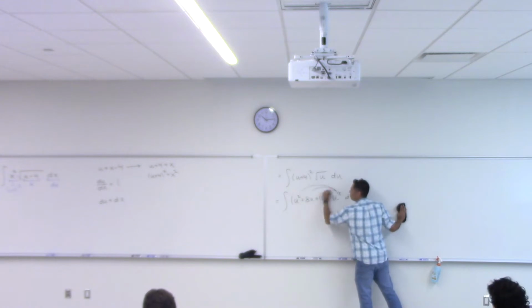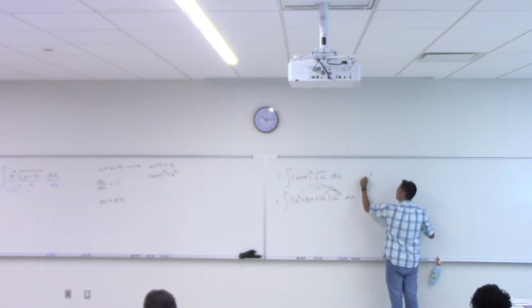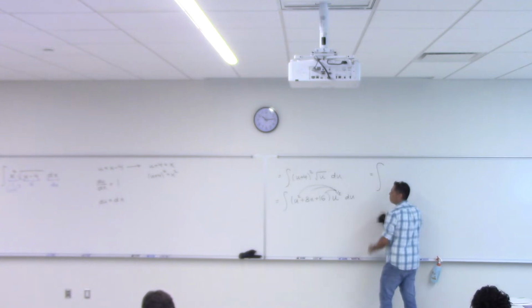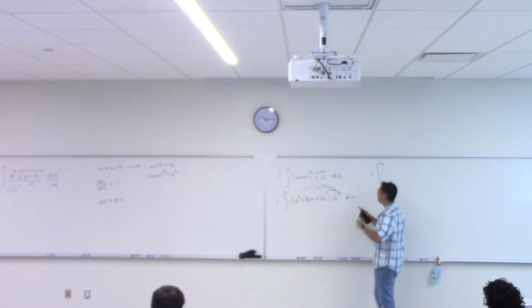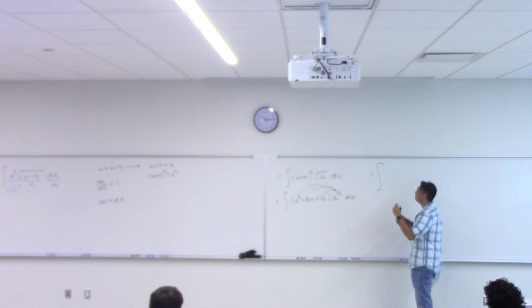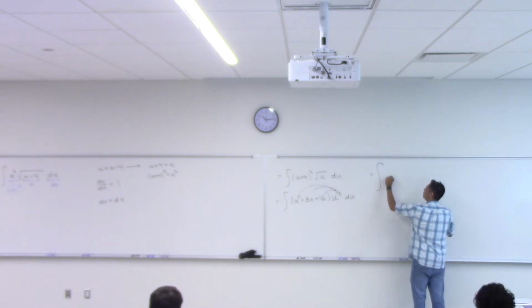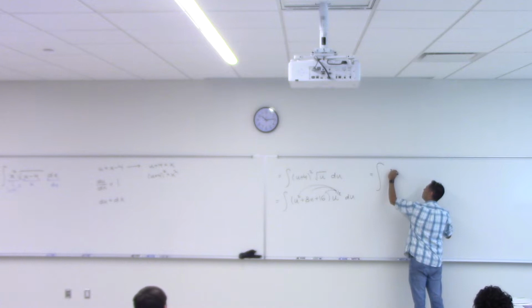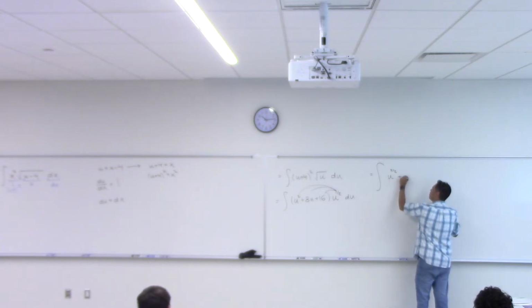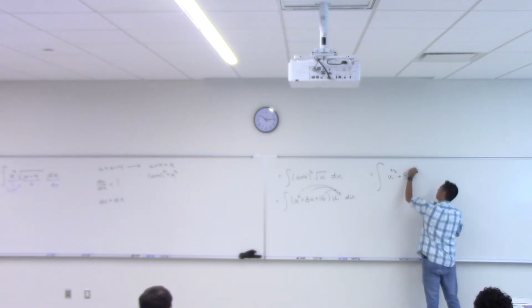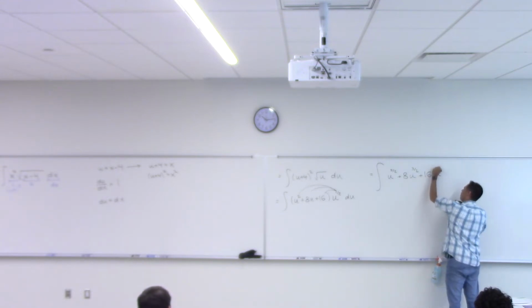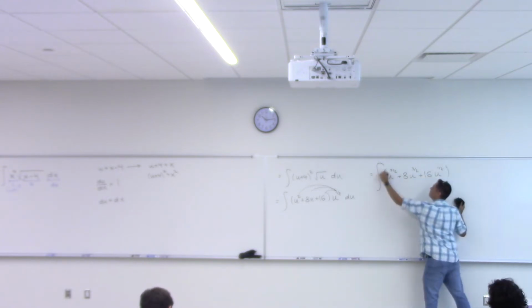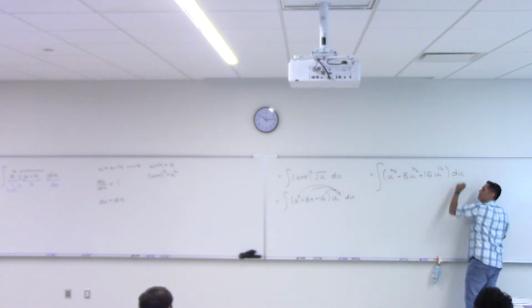Distribute. Boom, boom, boom. All right. Integral. So when we multiply this times this, you add exponents, right? So 2 plus a half, 5 halves, u to the 5 halves, plus 8u to the 3 halves, and then plus 16u to the 1 half. All of that du, right?